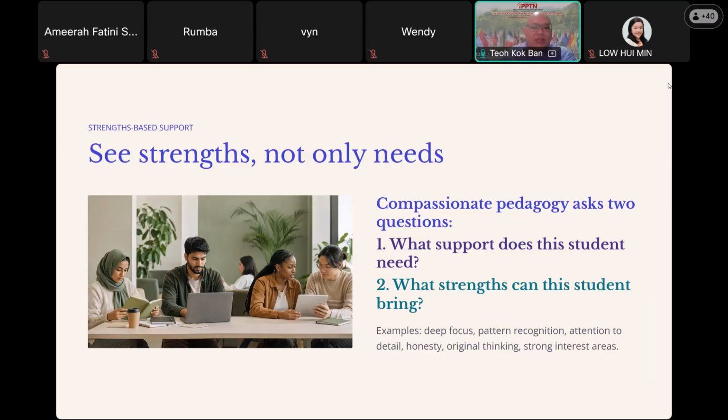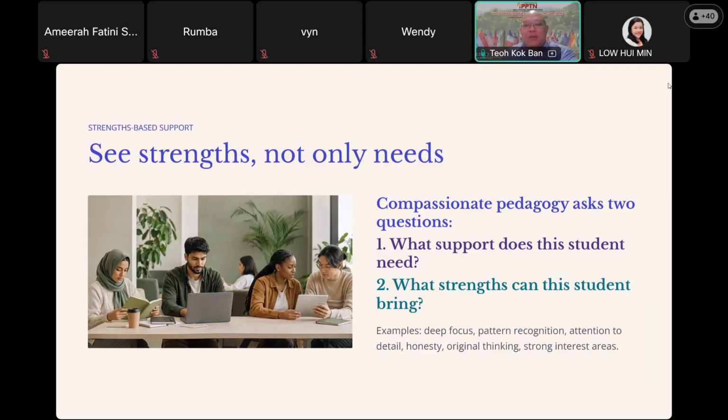The point is simply that we should not allow difficulty in one area to define the whole person. Instead of asking only what support this student needs, because we always want to support this student, it seems like they need help, they are in a disadvantaged situation, we actually should ask, what strengths can these students bring? We change the way we look at the student, isn't it?